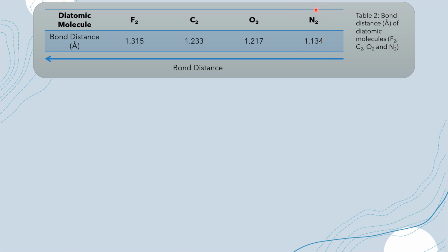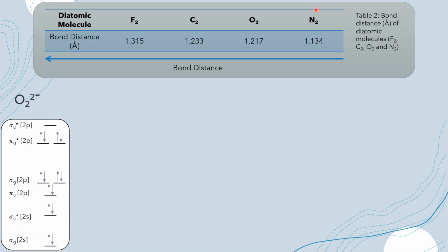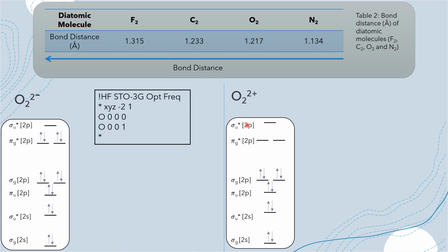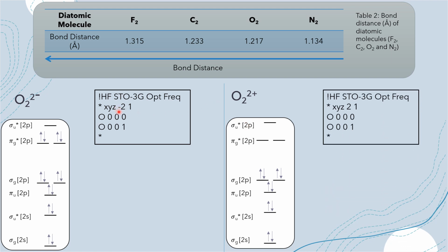Now, to see the effects of charge on bond distance, dioxygen 2- and 2+ were considered along with their molecular orbital diagrams. The same method was used to find the molecular orbitals and bond lengths of these two. However, instead of having a charge of 0 and a multiplicity of 3 with O2, the charge was changed to 2+ or 2- and the multiplicity was 1. As you can see, the charge is here and here, along with the multiplicity being here and here.